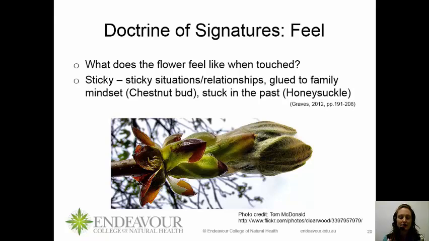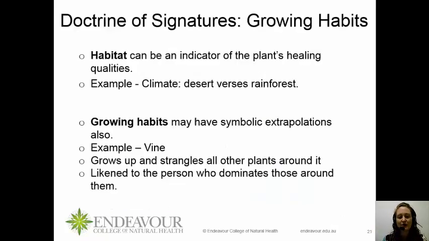A lot of the ones that are used for moments where people are stuck in the past, they're often very sticky flowers, and it's almost like they have these kind of talons that grab on. So it's an interesting doctrine of signatures. Next is growing habitats.